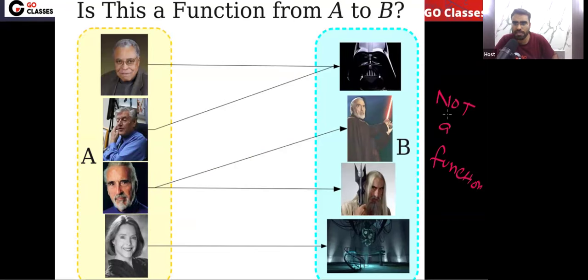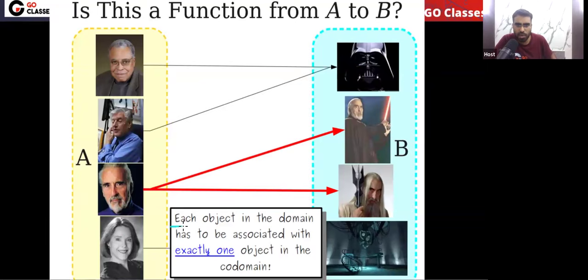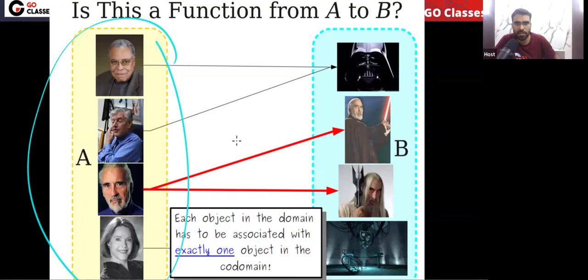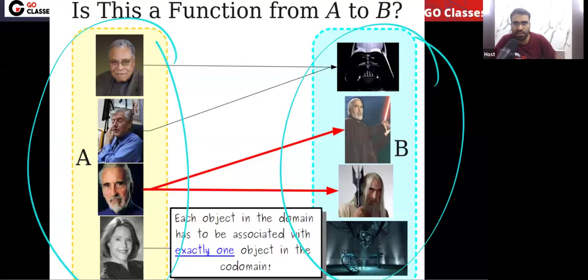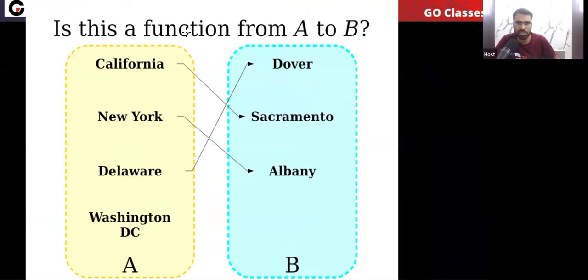Okay, and you can easily see what the violation is. So this one, you can see this is the violation. Remember, every object in the domain must be associated with exactly one element in the codomain. Is this clear? Every element must be associated with exactly one element in the codomain, not more than one, not less than one.